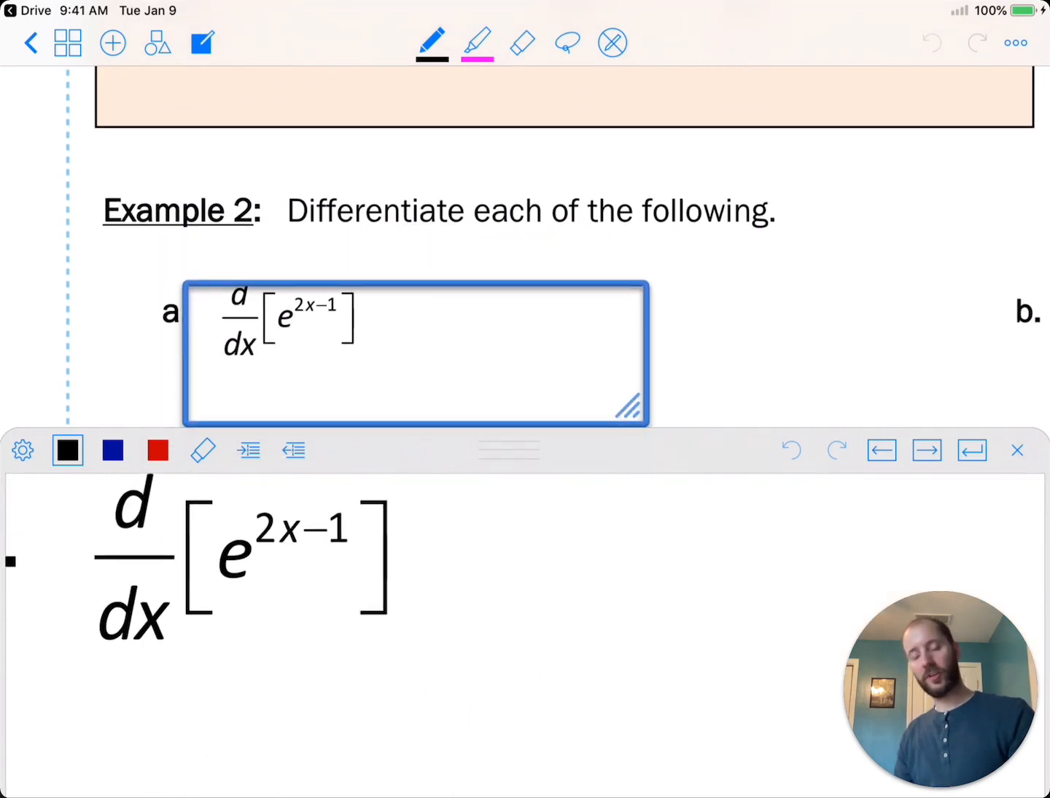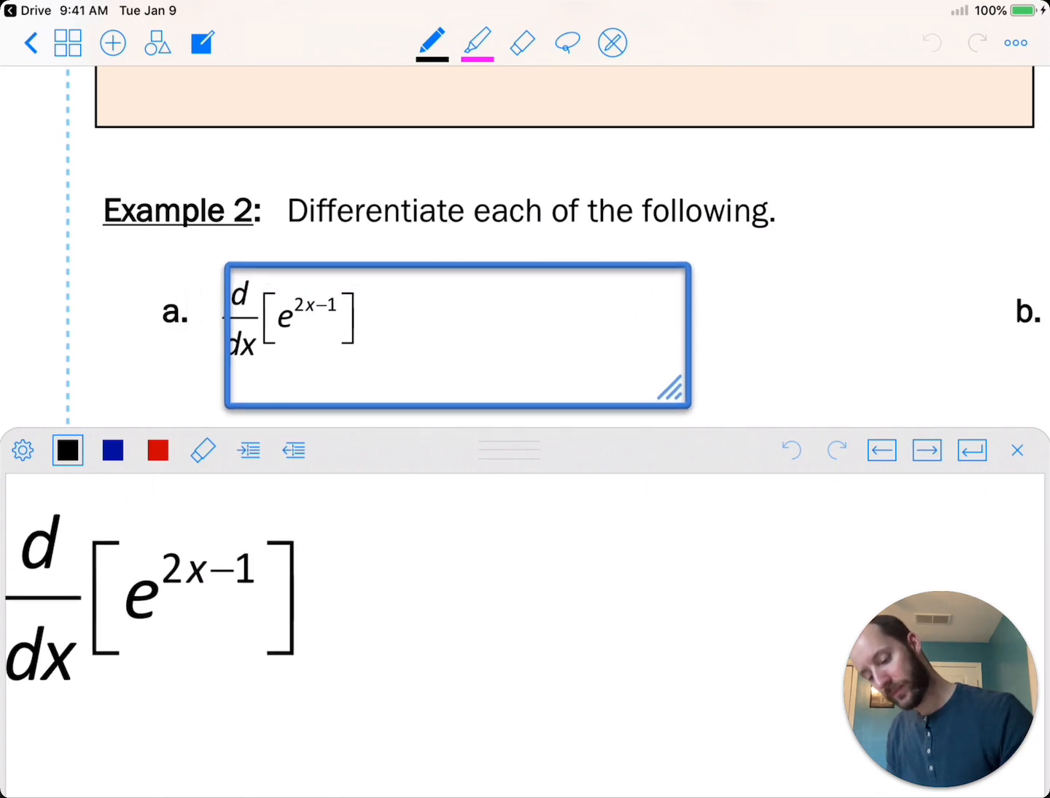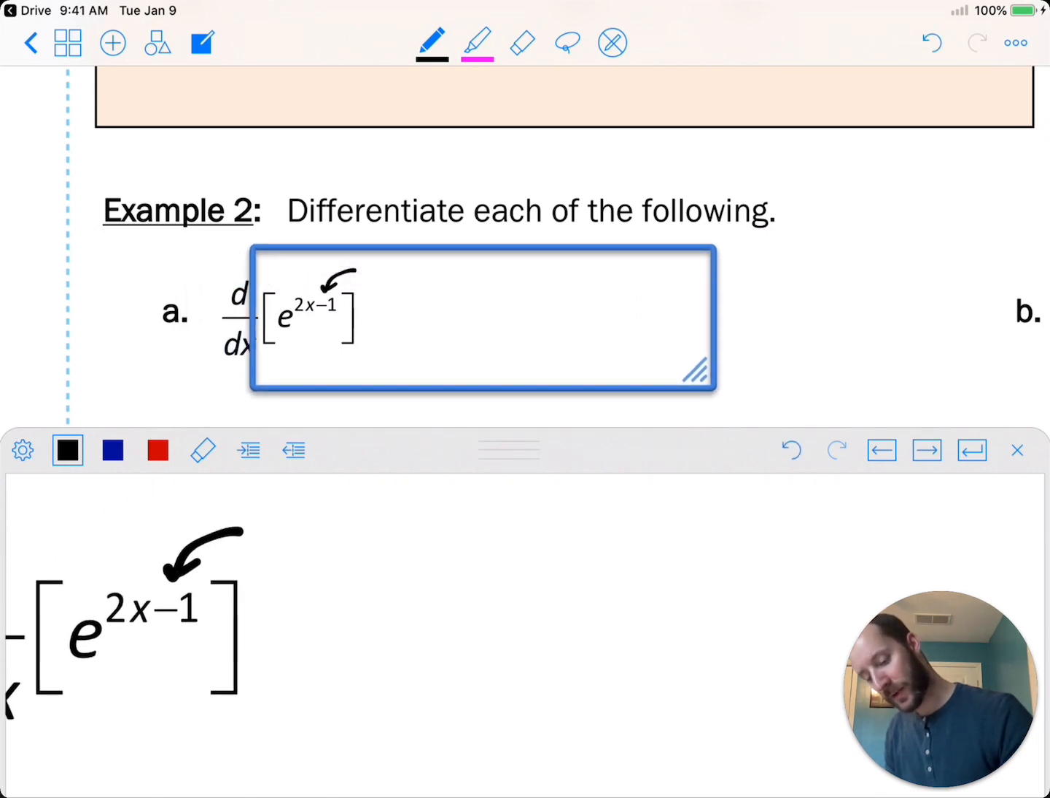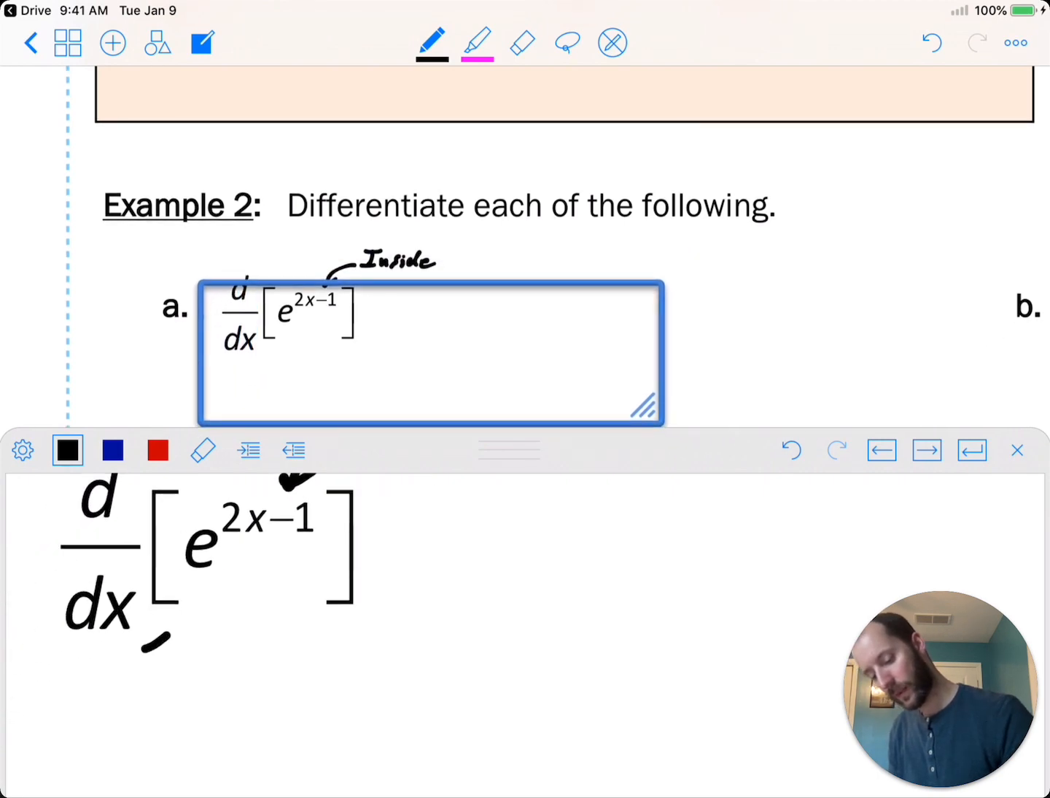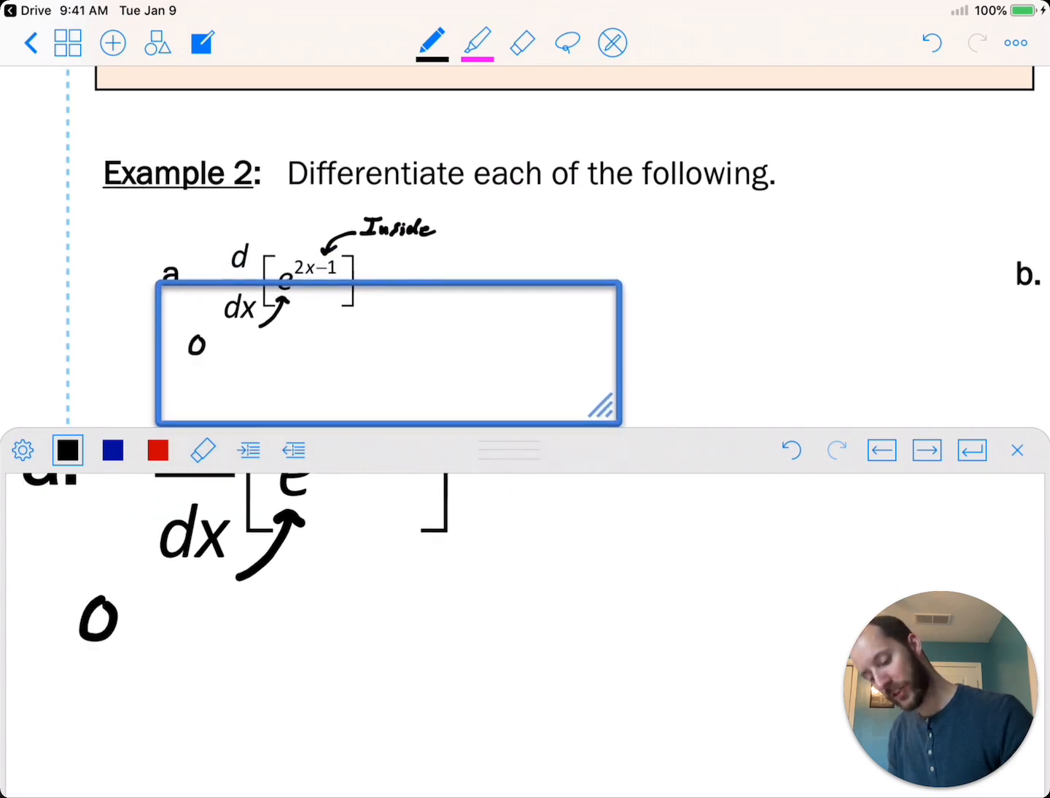So, derivative with respect to x of e to the power 2x minus 1. This is technically a chain rule problem. 2x minus 1 is inside. e is the outside. So chain rule, you know, derivative of outside, leave inside alone, times derivative of inside, okay?